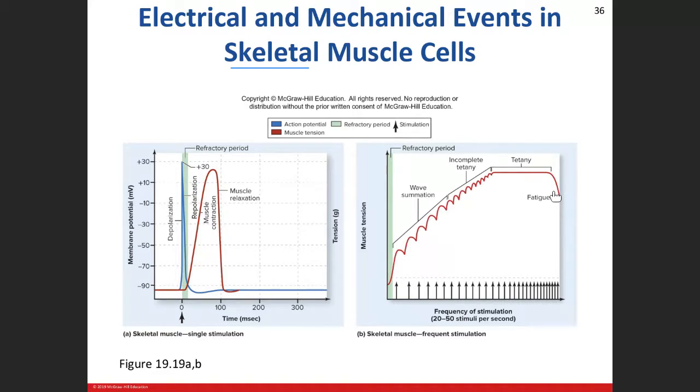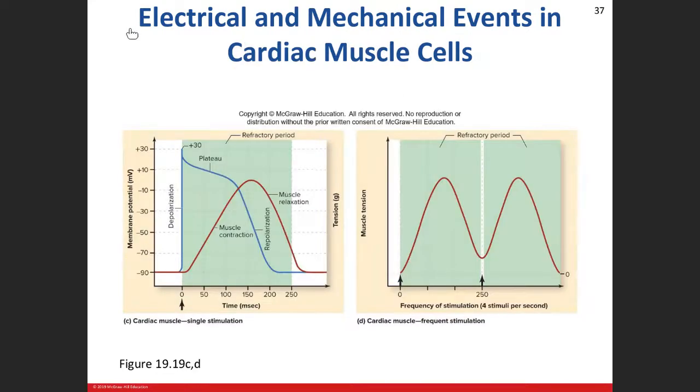What causes it to reach fatigue? It runs out of ATP or runs out of calcium, because then it can't contract. So we don't have to worry about that when we're dealing here with our cardiac muscle cells.